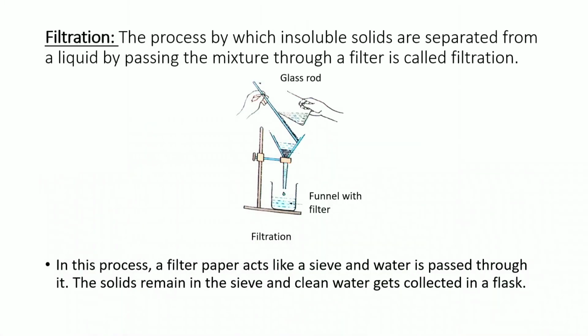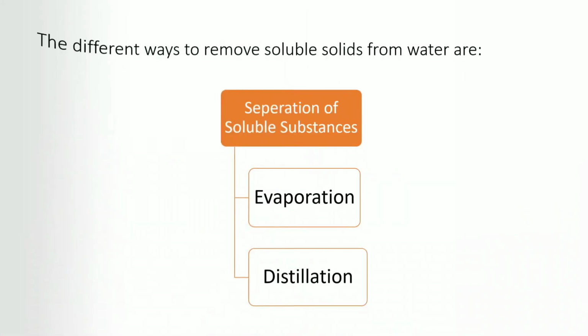Next process is filtration. Filtration is the process by which insoluble solids are separated from a liquid by passing the mixture through a filter. We are seeing in the diagram how the filtration process occurs. In this process, a filter paper acts like a sieve and the mixture is passed through it. The solid remains in the sieve and clean water gets collected in the flask.